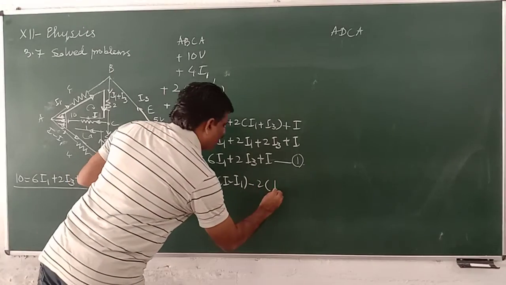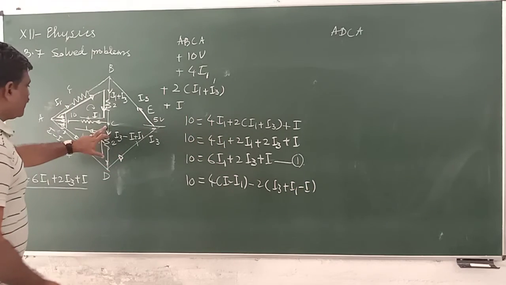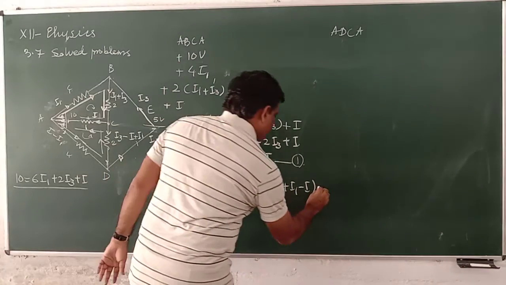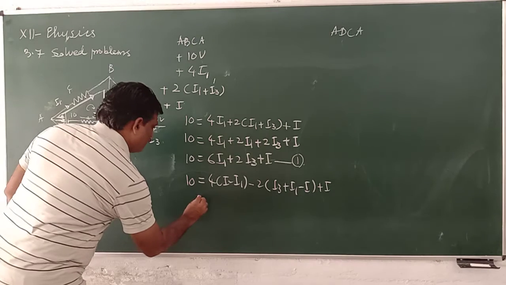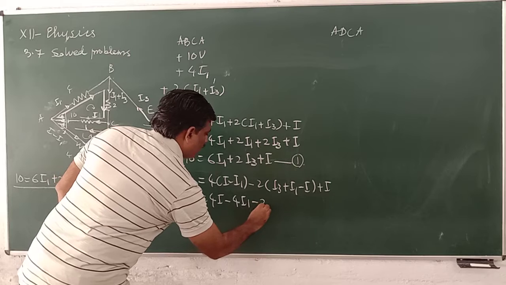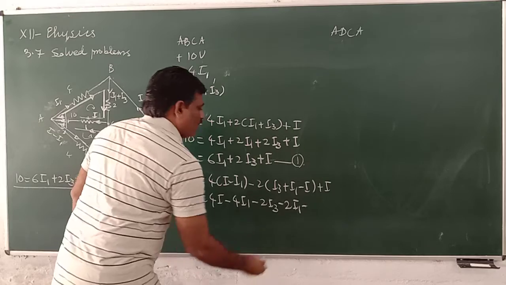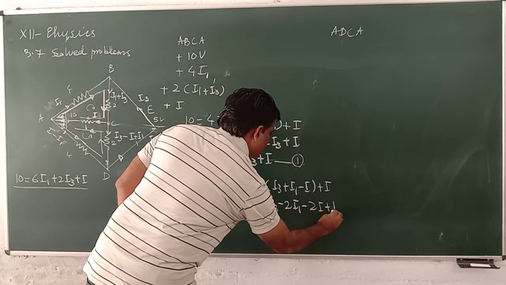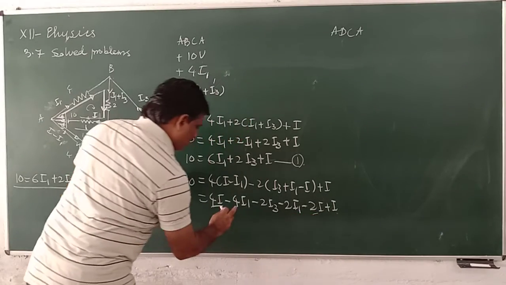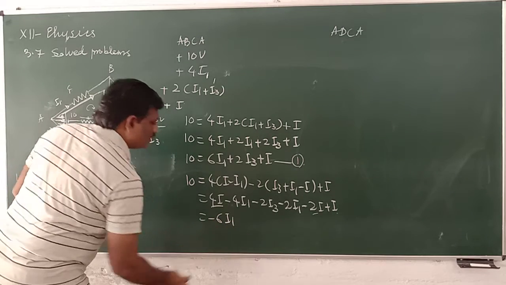This is I3 plus I1 minus I. And here again, current is going here, trace loop direction is here, that is I. It becomes I. Let us simplify it. 4I minus 4I1 minus 2I3 minus 2I1 minus 2I plus I. Check it. 4 minus 2 and this one minus. It's coming as minus 6I1.